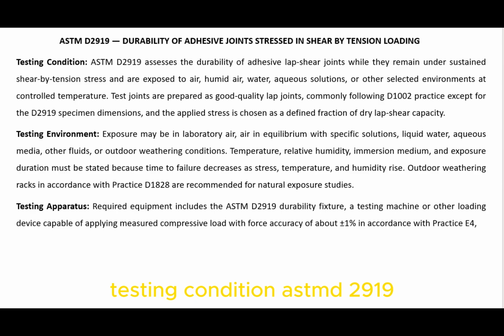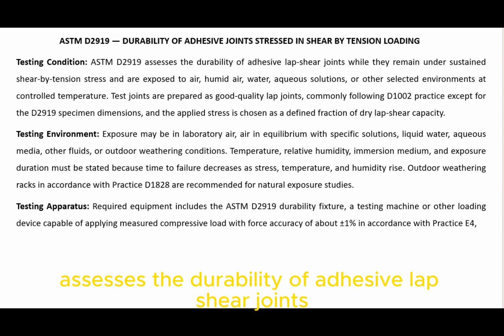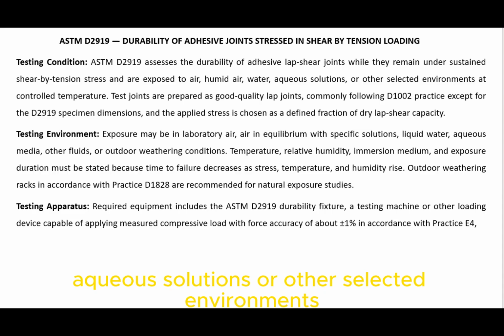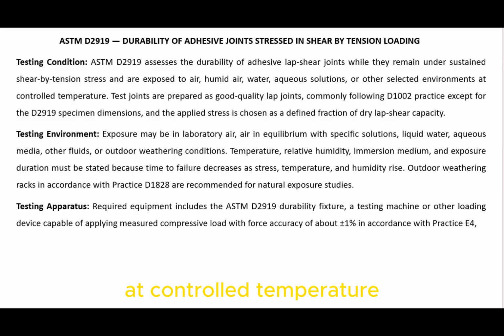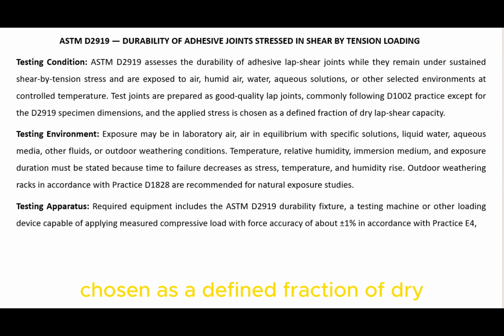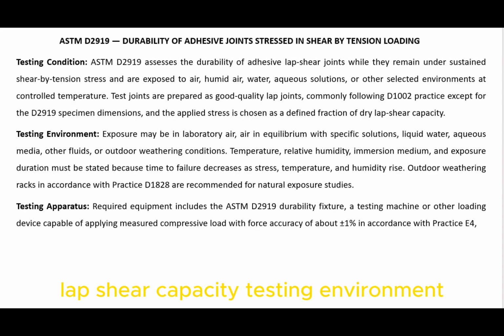Testing condition: ASTM D2919 assesses the durability of adhesive lap shear joints while they remain under sustained shear by tension stress and are exposed to air, humid air, water, aqueous solutions, or other selected environments at controlled temperature. Test joints are prepared as good quality lap joints, commonly following D1002 practice except for the D2919 specimen dimensions, and the applied stress is chosen as a defined fraction of dry lap shear capacity.